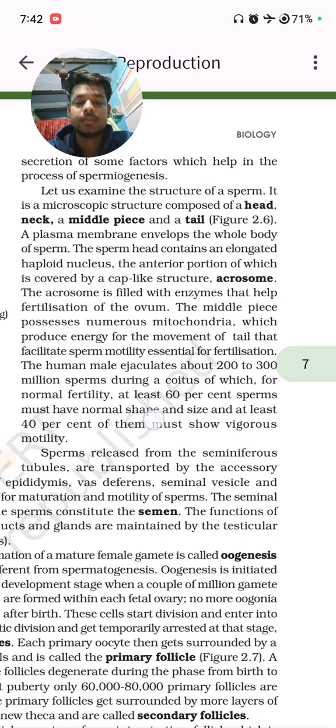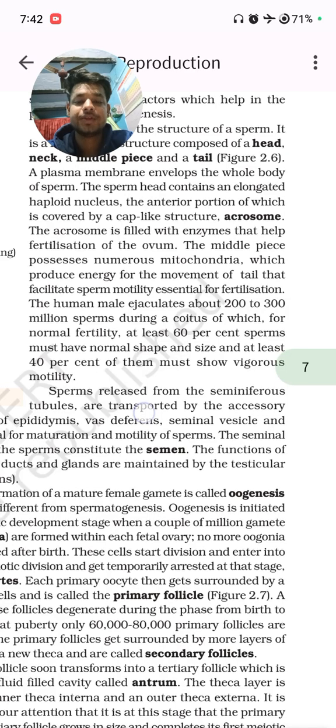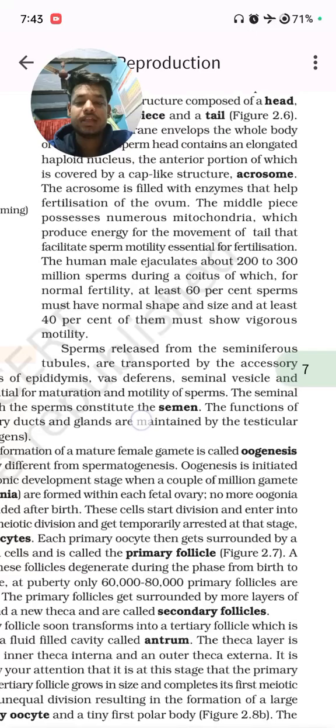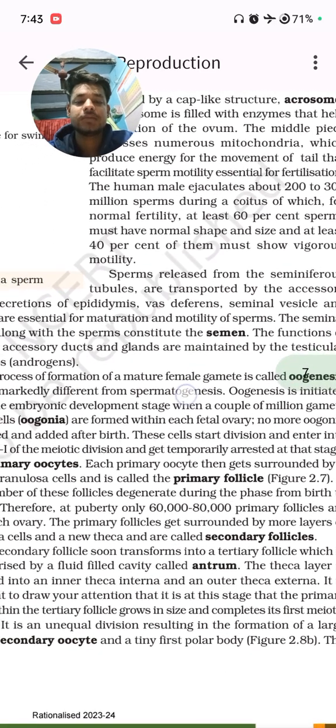The human male ejaculates about 200 to 300 million sperms during a coitus, of which for normal fertilization at least 60% of sperms must have normal shape and size. At least 40% of them must show vigorous motility.